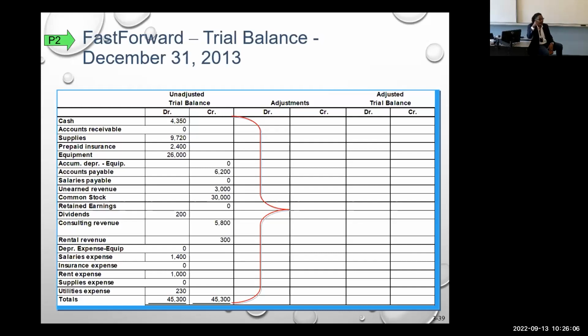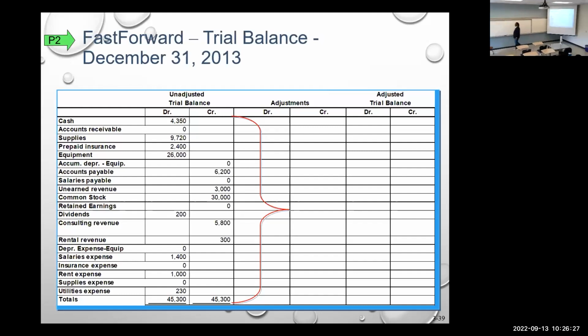What I'm going to show you. So that's the unadjusted trial balance. I showed you that in chapter 2, right? It's just all of the accounts. The revenue is sitting here at the bottom. The balance sheet is sitting at the top. Pretty simple. Everybody with me?